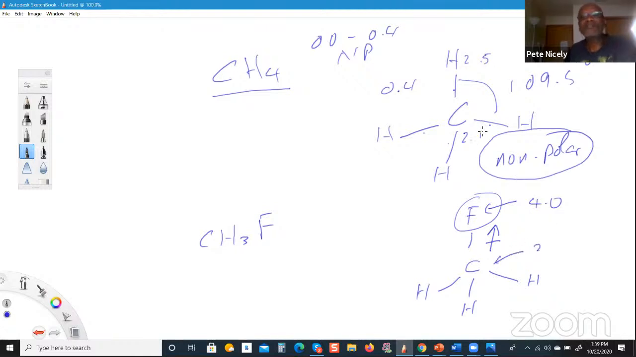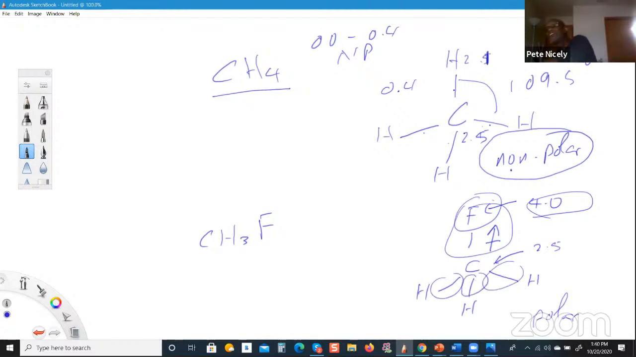I think I have these confused. I think this is 2.5 and this is 2.1. You can check it up and see. In this case, fluorine is 4.0. I know that for sure because fluorine is the most electronegative element. And carbon is 2.5. So obviously this bond will be polar. Whereas CH4 is non-polar, CH3F is going to be polar simply because you have a polar bond here, whereas the other bonds here, here, and here are non-polar.